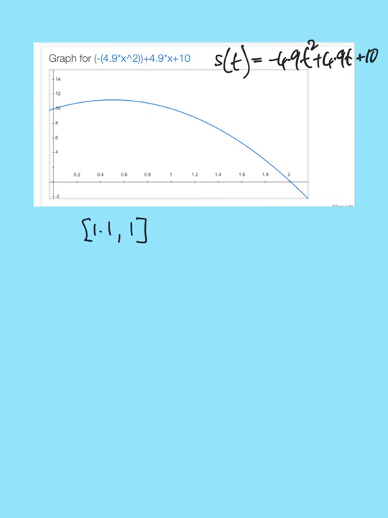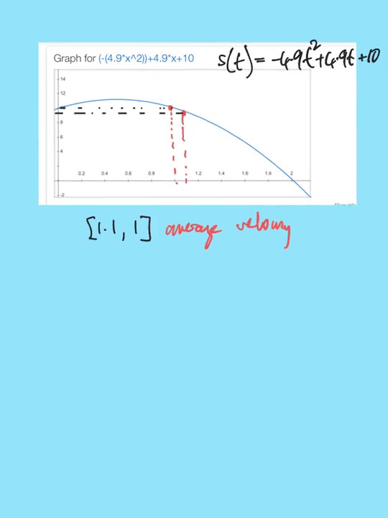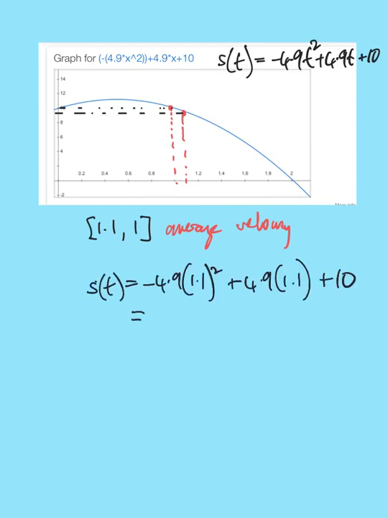The next interval they want is, what is the average velocity between 1.1 second, so from here to 1 here. So now we're getting closer and closer. So what is the height above the water there, and what is the height above the water there? So if I put 1.1 into the equation, I get 9.461 meters. That's how high above the water he is at this particular time here. At this one, we already know from before that it's 10 meters.